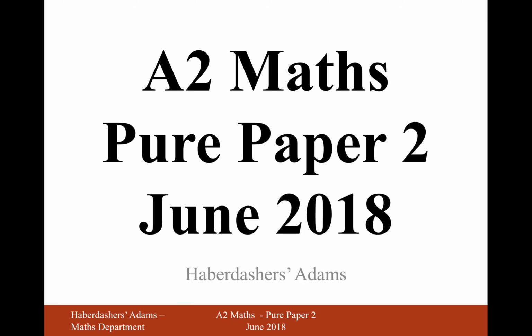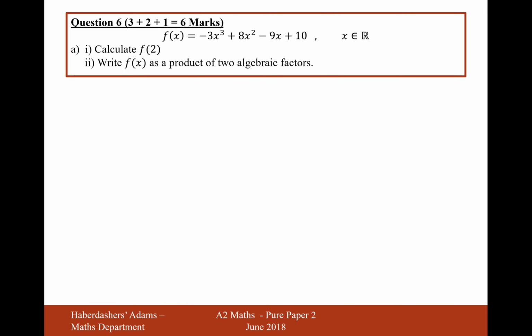Hello there and welcome to A2 Maths from June 2018, paper 2, and here we're looking at question 6, an algebraic division type question. So we have f of x equals minus 3x cubed plus 8x squared minus 9x plus 10. Part A(i) is calculate f of 2, so that's nice and easy to get us started.